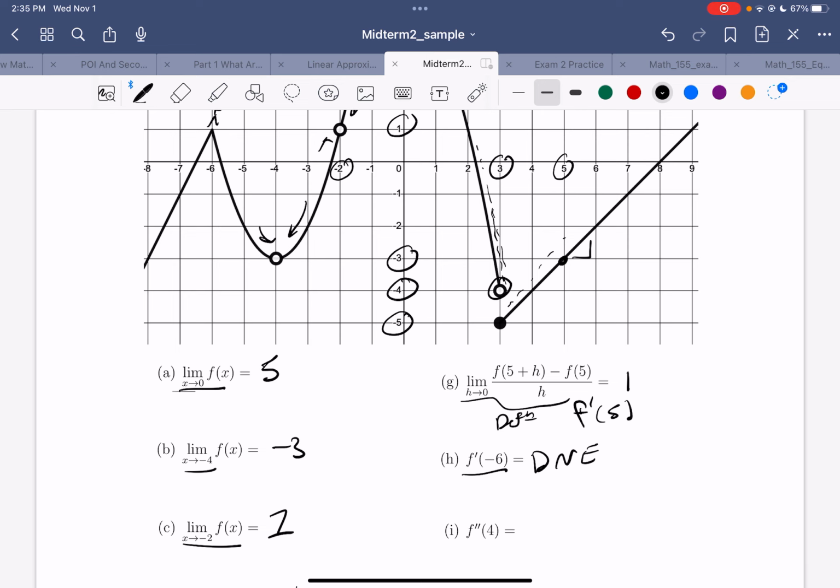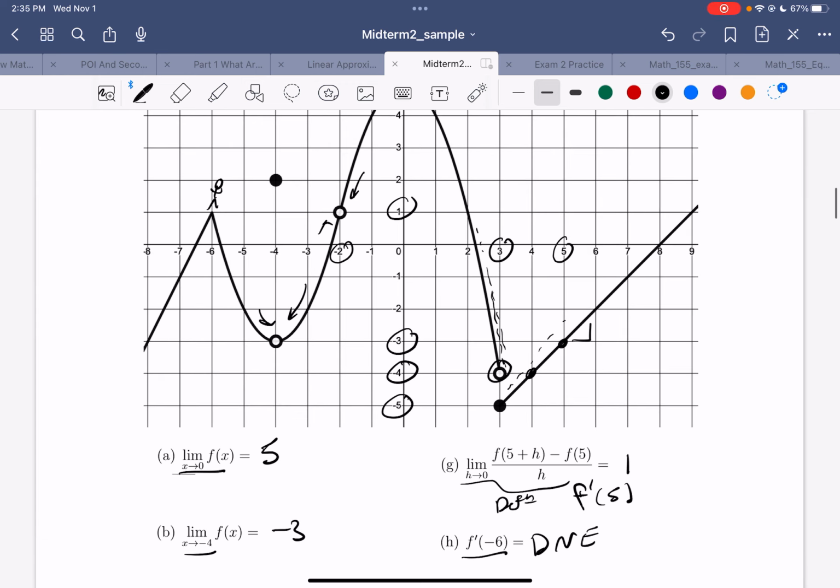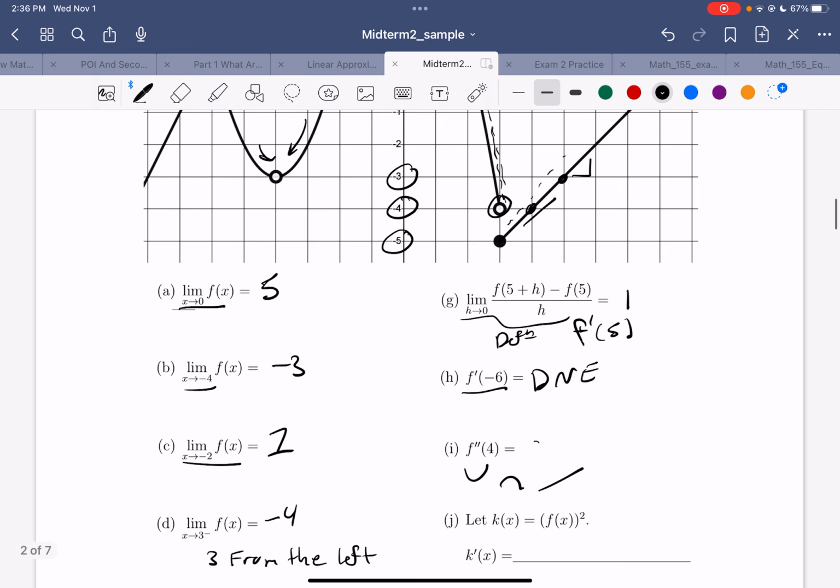All right, f double prime at 4. We're talking about the curvature at 4. Is it curved up? Is it curved down? Or is it not curved at all? And if we look at 4, boom, not curved at all. We are straight, so we're not curved at all. F double prime is 0.